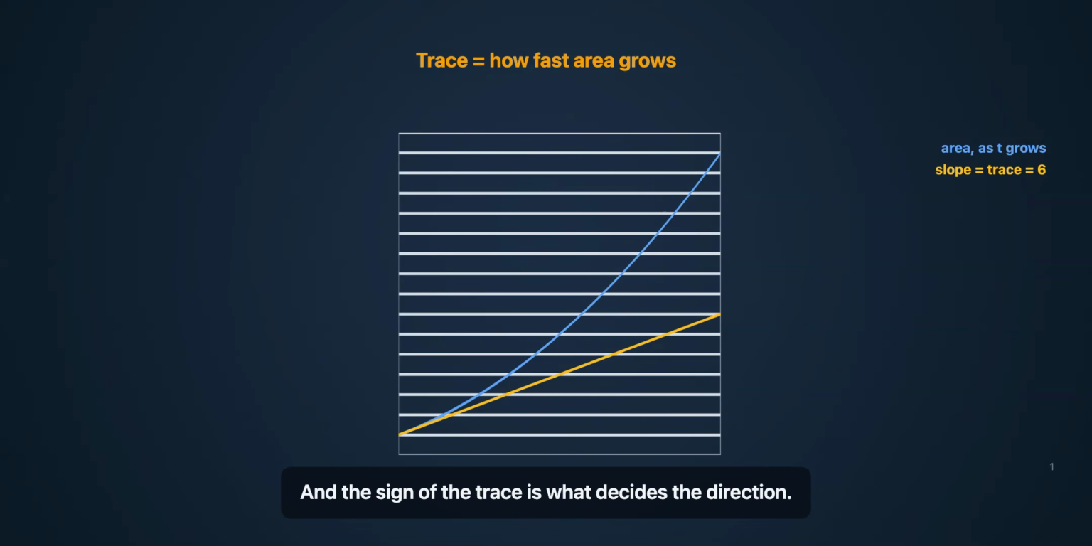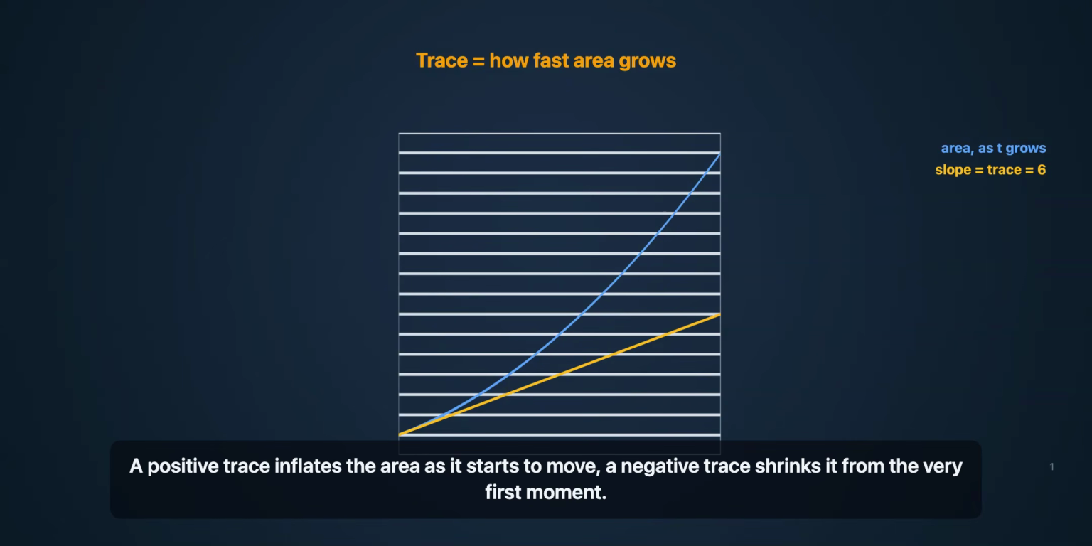And the sign of the trace is what decides the direction. A positive trace inflates the area as it starts to move. A negative trace shrinks it from the very first moment.